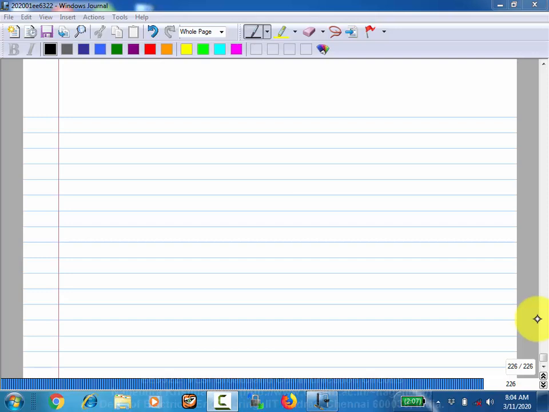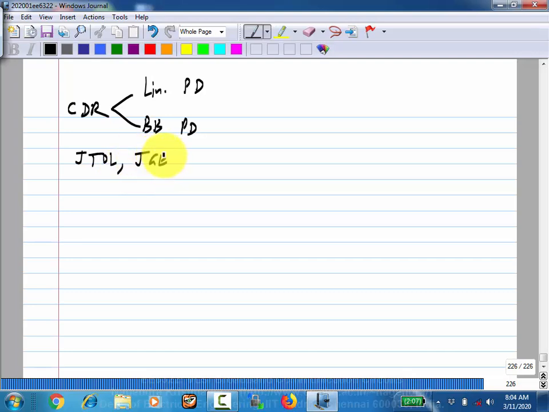We have been looking at clock and data recovery circuits for a few weeks now, and we had two choices: a linear phase detector and a bang phase detector. Everything that we discussed so far, like jitter tolerance, jitter generation, jitter transfer, etc., all this analysis is the same for the two, except that for the linear phase detector, the gain of the phase detector is 1 by 2 pi or ICP by 2 pi, right?